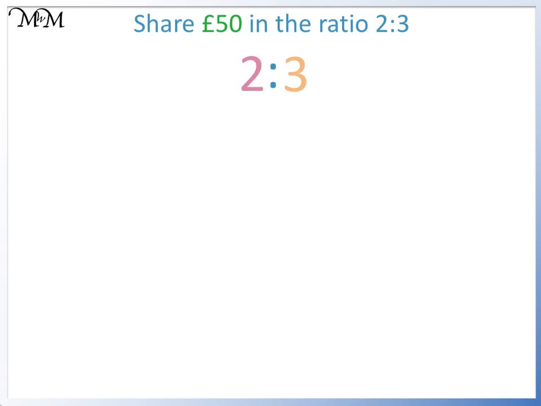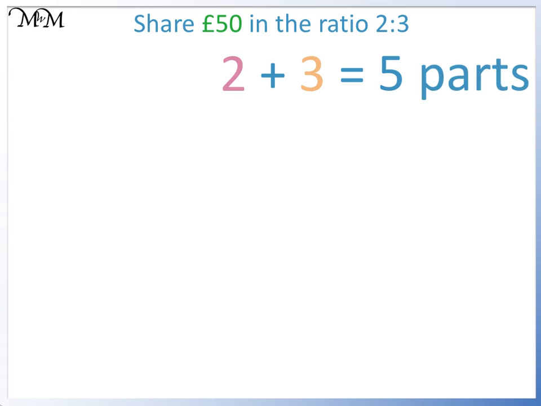In this ratio we have 2 parts and 3 parts. The aim is to find the value of one part so that we can then find the values of 2 and 3 parts. To do this, we need to find the total number of parts. We start by adding the numbers in the ratio: 2 plus 3 equals 5. So there are 5 parts in total in our ratio.